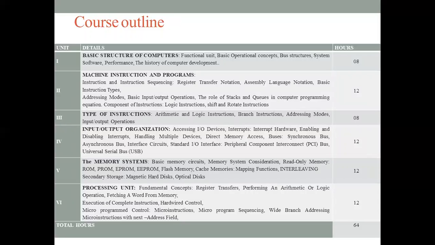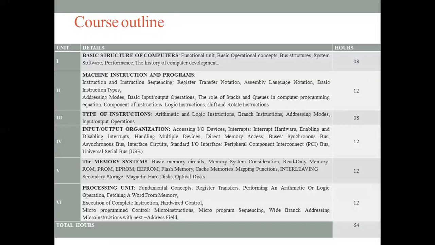In the course outline, in the first unit, we'll be discussing the basic structure of computers. In this basic structure, we'll be dealing with the functional unit, the basic operational concepts, what buses are present, what is meant by system software, and how to measure the performance of a system. At the end, we'll be studying a brief history of computer development, that is, the first generation of computers, second generation, third generation, fourth generation, etc. So how the computers have evolved over the past few decades, we'll be studying in unit 1.